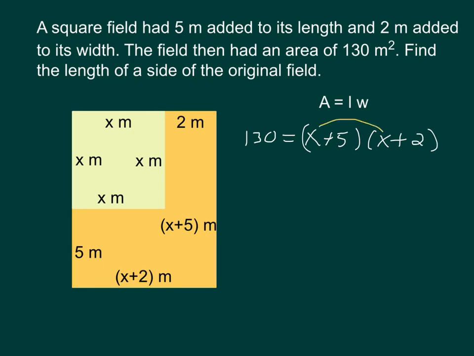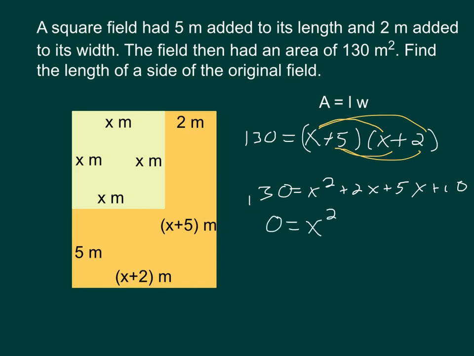So just like before, I'm going to need to simplify this by multiplying and then move some things around. So I'm going to do x times x gives me x squared. x times 2 is plus 2x. 5 times x is plus 5x. And finally, 5 times 2 is plus 10. And bring down my 130. And I have to get a zero product property, so I'm going to move 130 to the other side. I'll keep my x squared. I'll combine those two like terms to get plus 7x. And 10 minus 130 is negative 120.